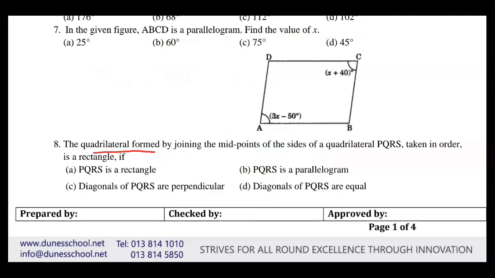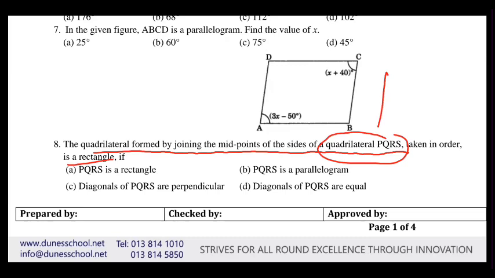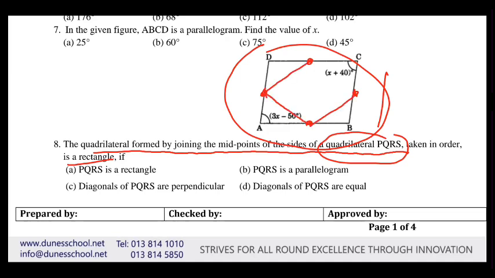The quadrilateral formed by joining the midpoints of the sides of the quadrilateral PQRS, taken in order, is a rectangle. Okay, the question they have given here, beta, is: if you have a quadrilateral, for example, keep this quadrilateral, okay? If you mark the midpoints in this quadrilateral, and then you form lines joining them, then you want to have a rectangle here. You should get a rectangle in this, okay?